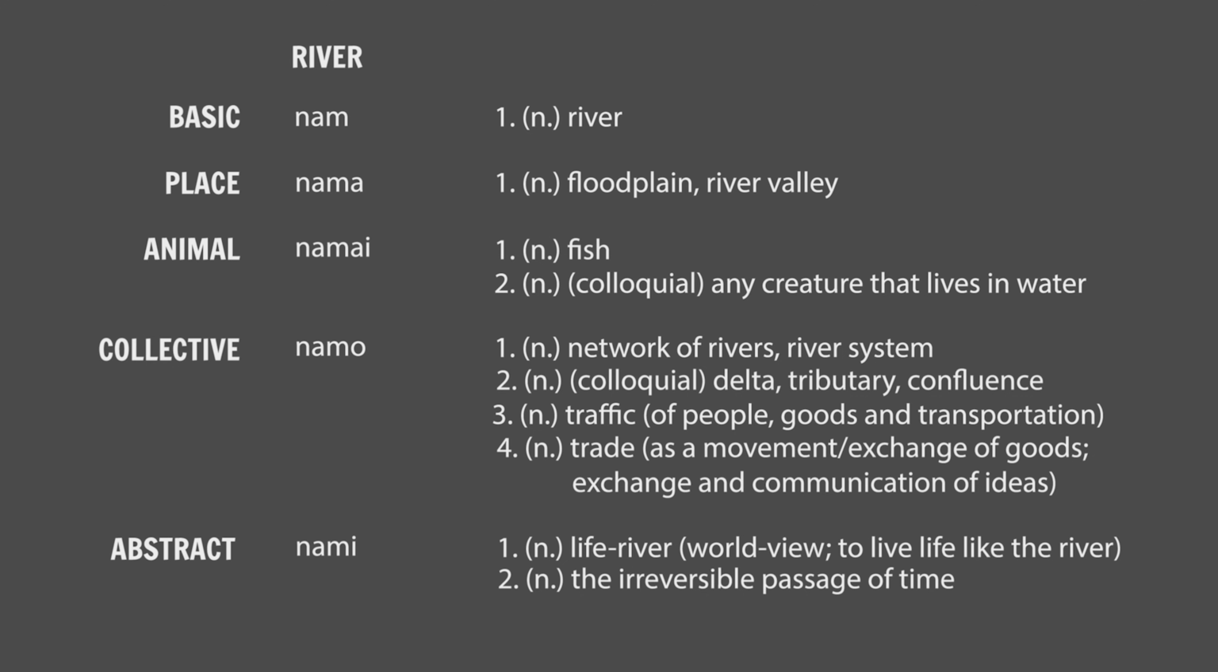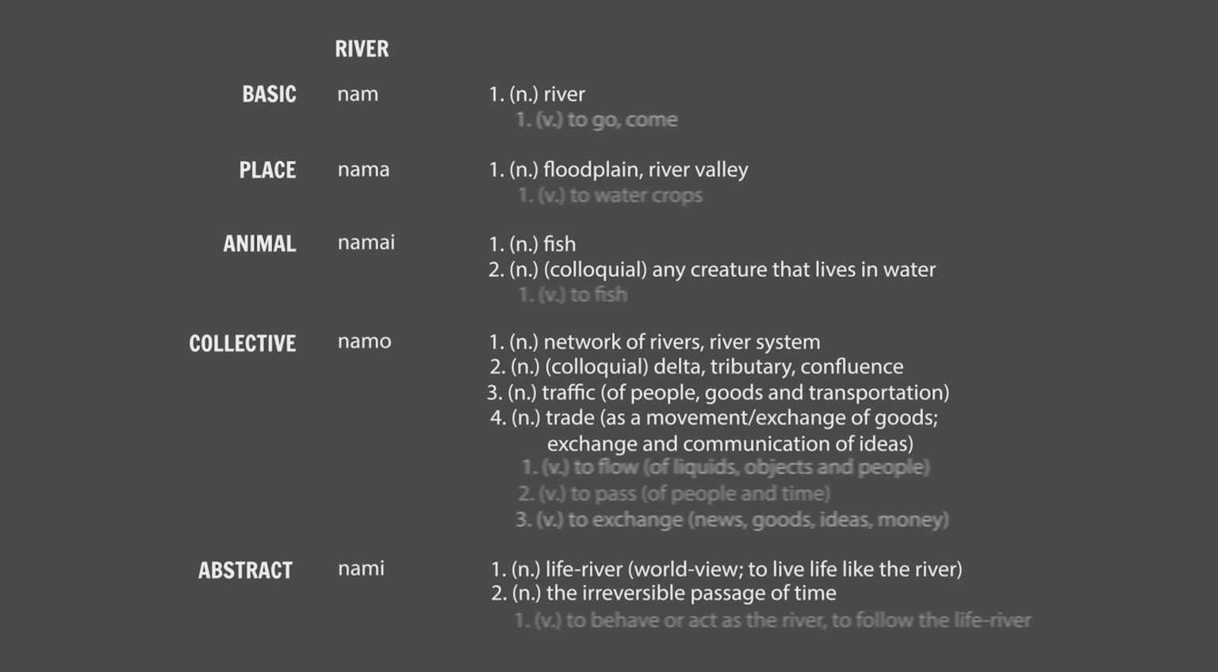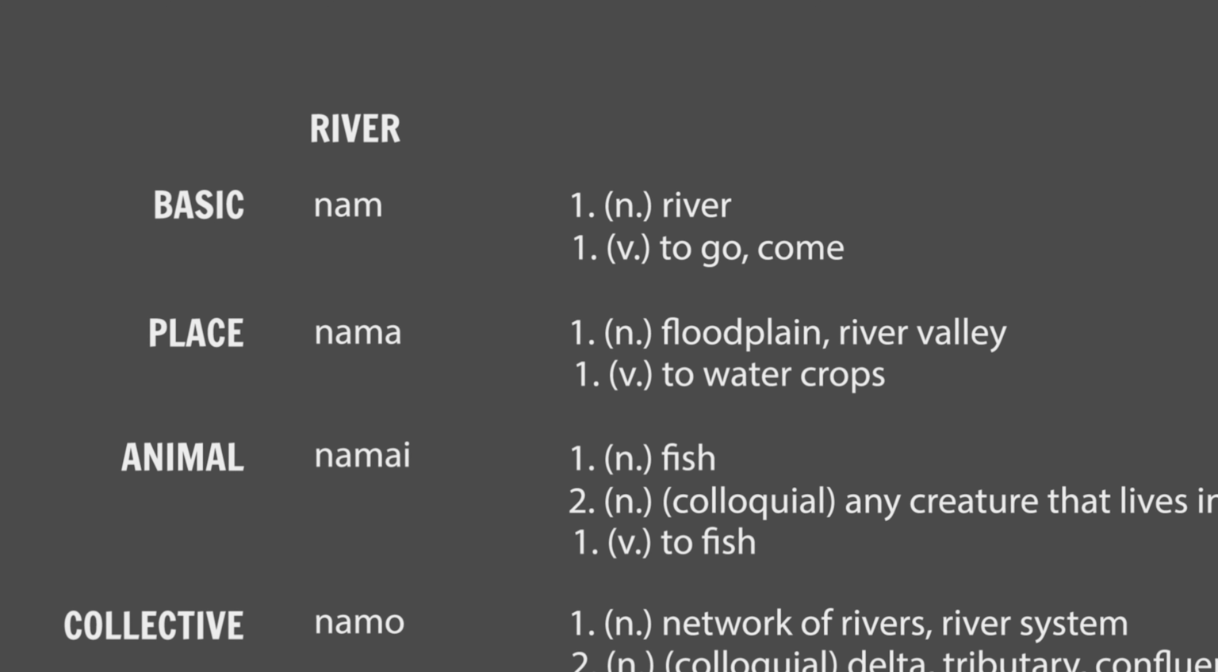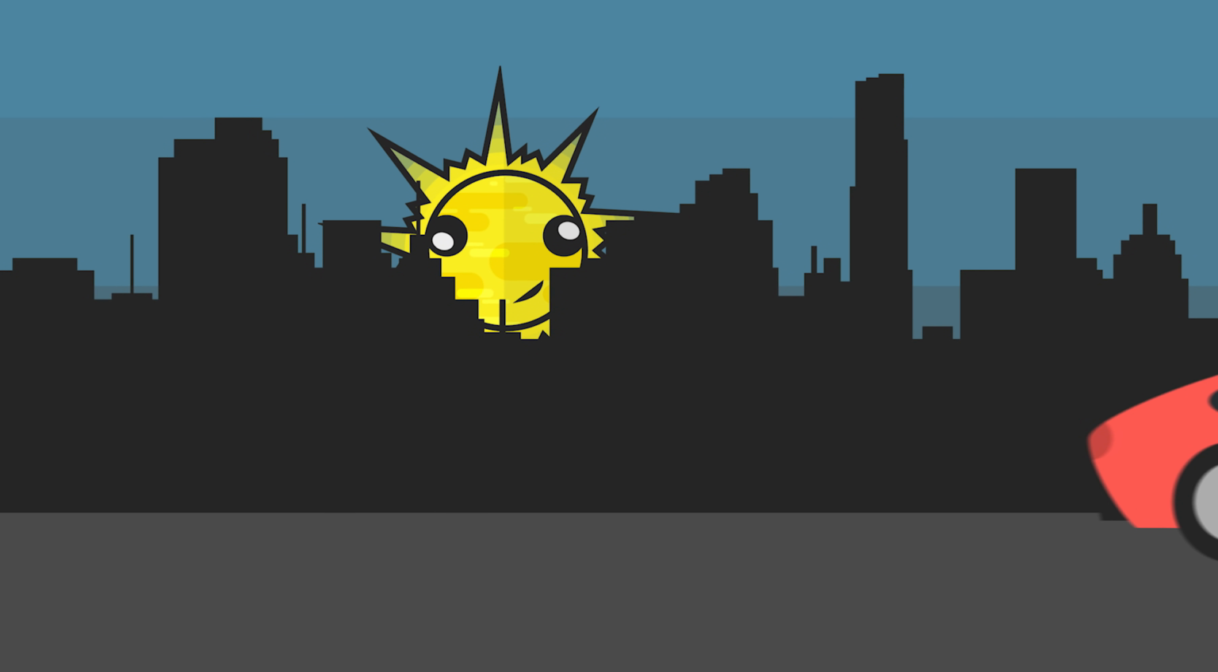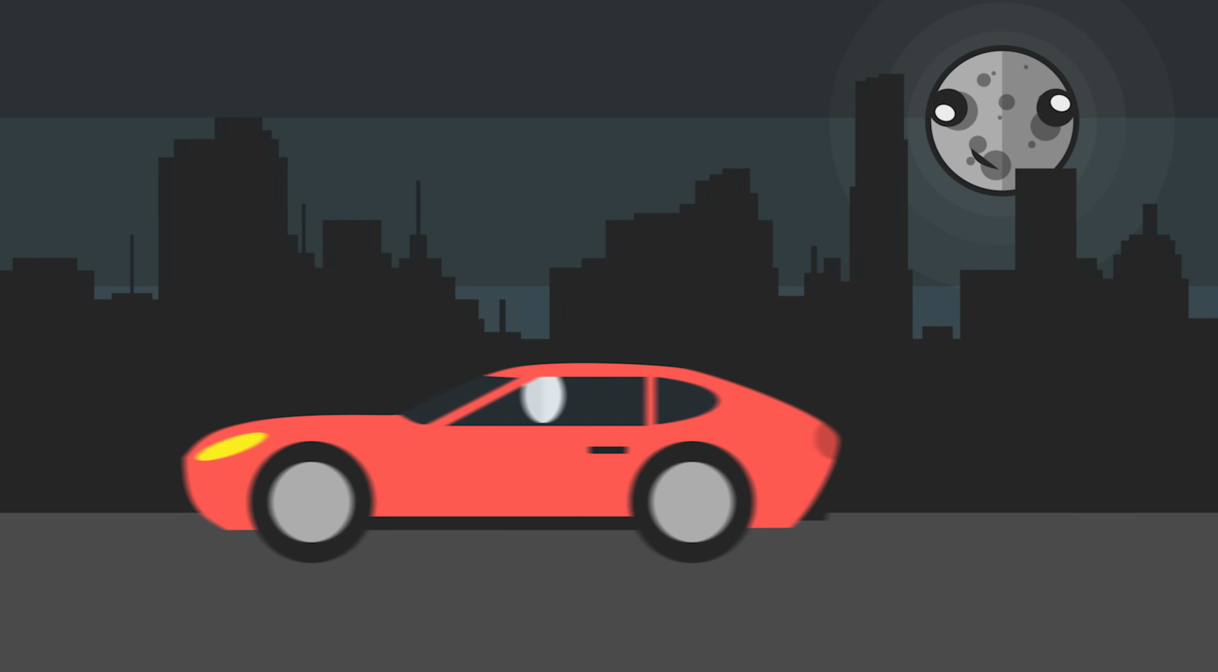Next up, my language has verbs, so I can add verbal forms to some or all of the nouns. So the verb nam is riffing off the flowing nature of rivers. It kinda means to flow, like one could flow, nam, to work in the morning, and flow, nam, back home again at the end of the day.